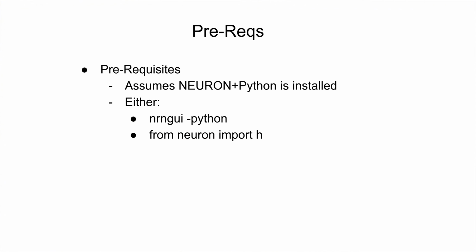So this tutorial assumes that you already have a working Neuron and Python installation. If you can run either of these commands, either neuron GUI-python in the terminal or from neuron import h in a Python console, then you should be good to go. If you haven't installed Neuron yet, make sure to go do that first. You can go to the Neuron website and they'll have the steps for that there.